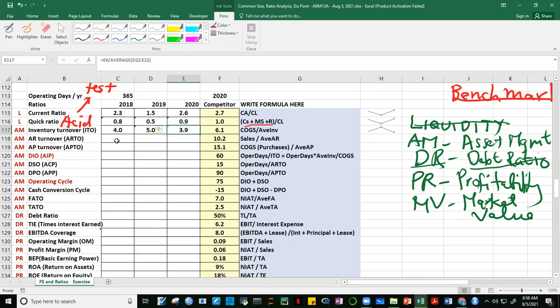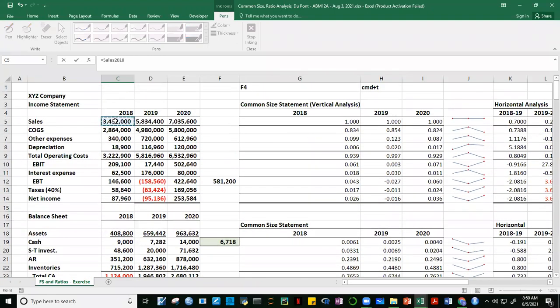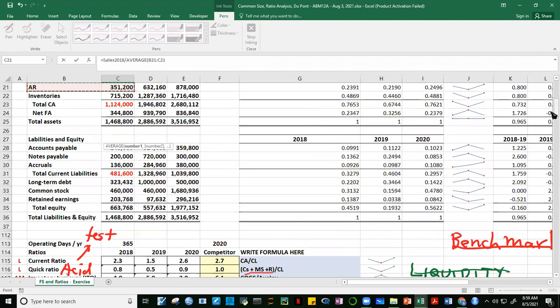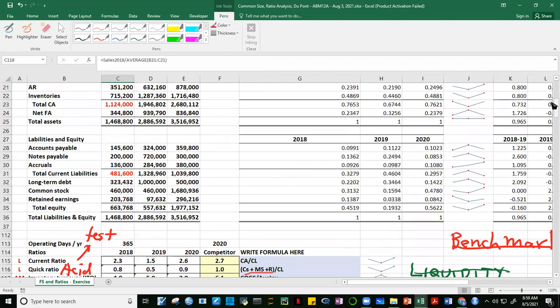Ito namang R2, guys, tingnan natin. Sales over AR. Ano naman to? So this is equal to sales divided by, again, average, no? Average accounts receivable. Ganun din ang gawin natin, guys. Average accounts receivable. So it's this one divided by this one. Yan. Control Enter. Okay. All right.